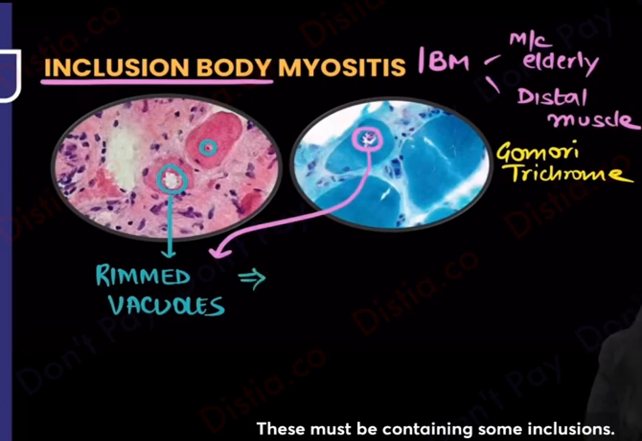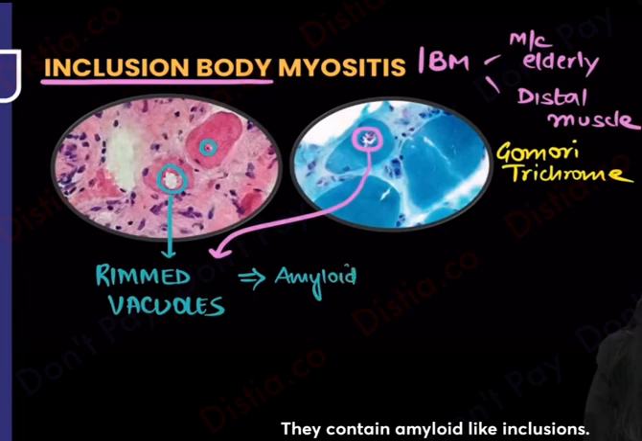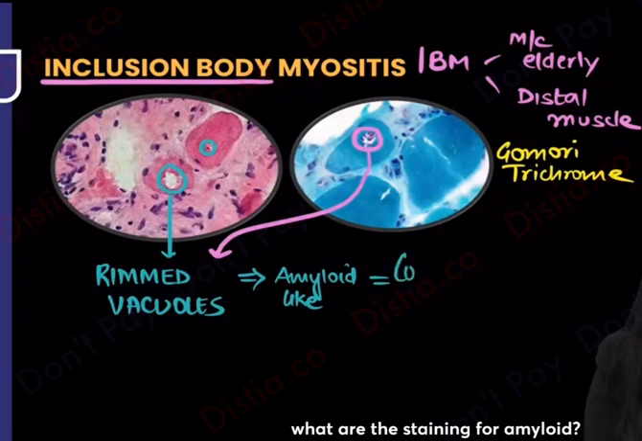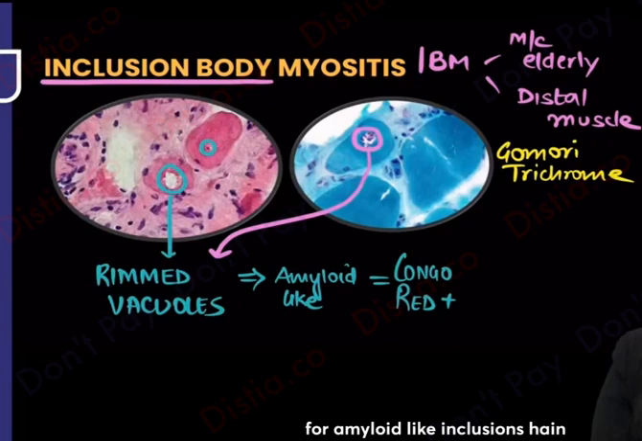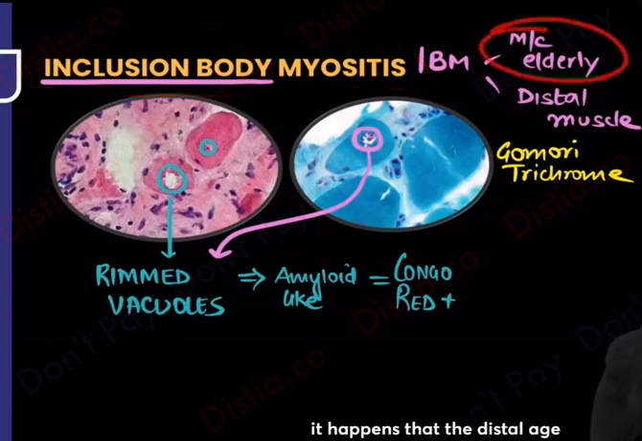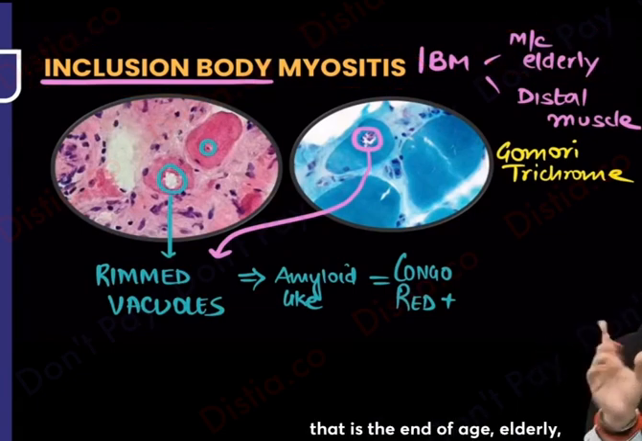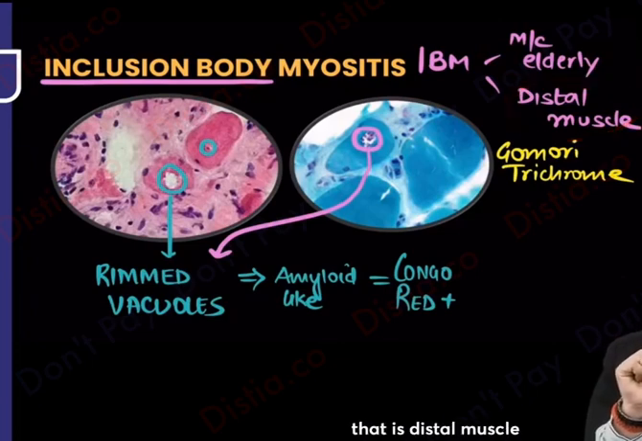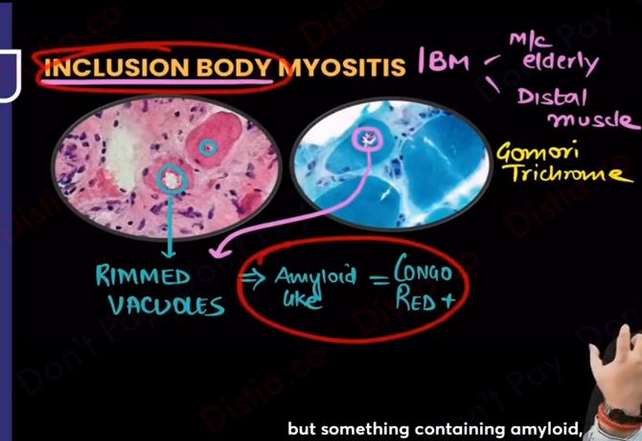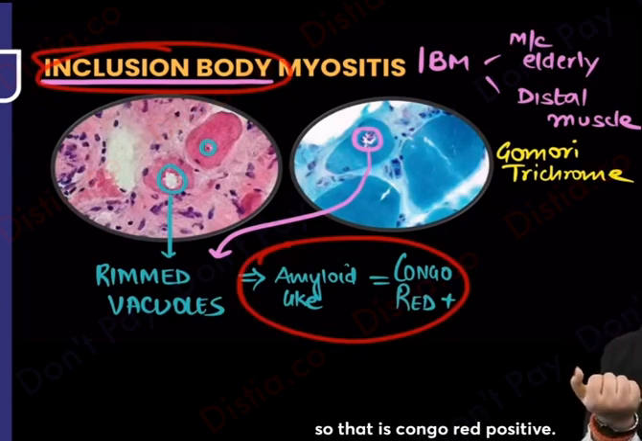These must be containing some inclusions. You know what inclusions they contain? They contain amyloid-like inclusions. So they are going to be positive for what stain? What is the stain for amyloid? The stain for amyloid is Congo red. So they are going to be positive for amyloid-like inclusions. So the amyloid stain, that is Congo red positivity. So only 3 things you need to know for inclusion body myositis: it happens at the distal age, that is end of age, elderly. It occurs in the end of the muscles, that is distal muscle, and it shows you an inclusion, and that inclusion is nothing but something containing amyloid. So that is Congo red positive.